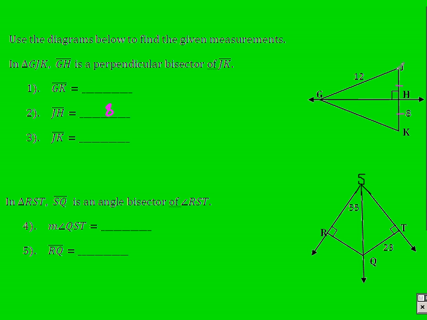Same thing with this. Whatever this diagonal is, your other diagonal must be the exact same. So that has to be 12. And JK is the full big segment, so 8 plus 8, which gives me 16.